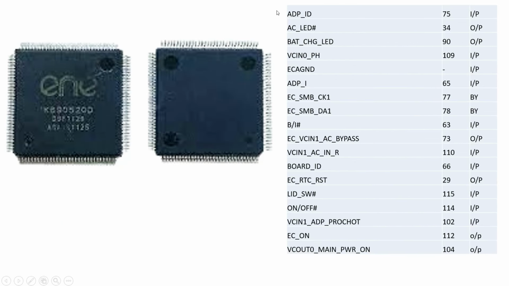And next, the IO will get all these kinds of signals, first adapter ID to EC on. After that, please note down, these are the signals that will be active in the IO. These are the inputs and these are the outputs, and bidirectionally SM clock and data. Where are the bidirectional ones? They will talk to each other. So finally the output EC on and this one, main power on.